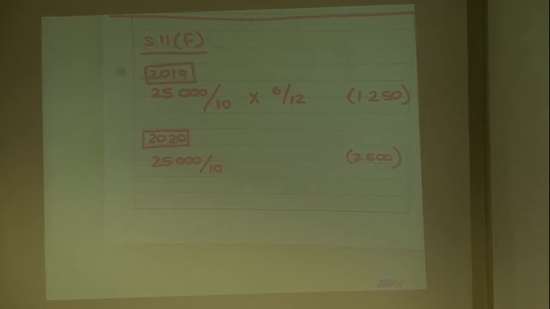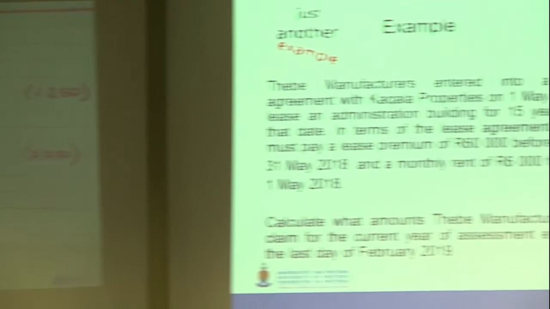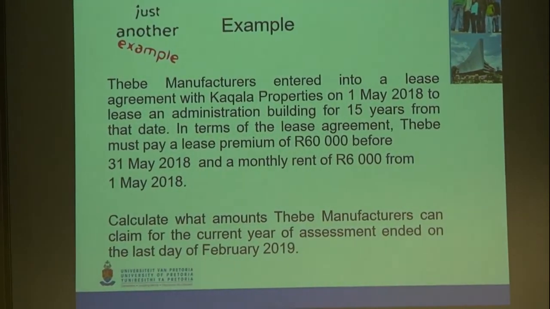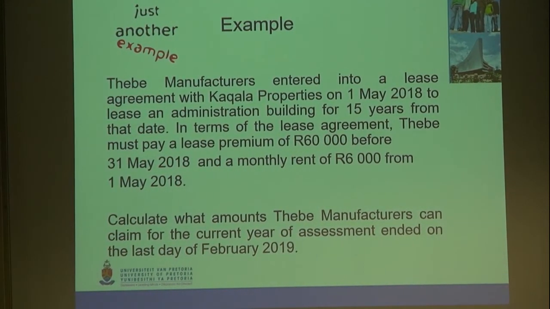Okay, I just want to speak about the lessor quickly. The lessor firstly has an asset. If it was new and unused, they would be able to claim a Section 13 quin allowance on it. It's a commercial building. And they would be receiving a monthly rental, which they would include. And they are receiving a lease premium of 60,000 Rand, which they would include. Okay, so just from the lessor's point of view, that's what would be happening.